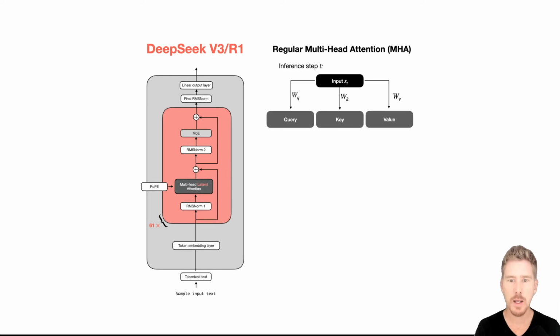grouped query attention. And so how it works is, on the upper right here, I have the regular multi-head attention module where we have an input token, and then we have the WQ, WK, and WV, which are the three weight matrices in the attention mechanism, which create the query, key, and value vectors. That's just the regular multi-head attention again.